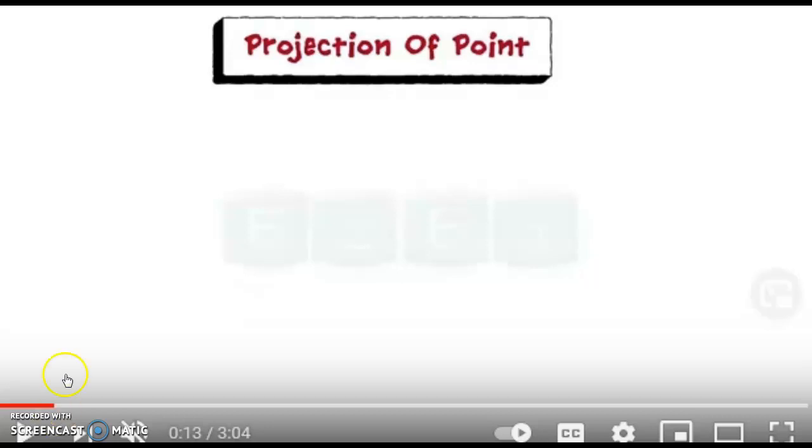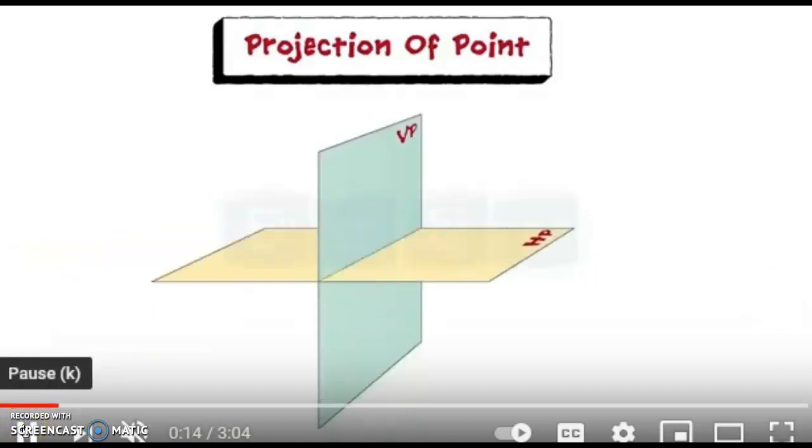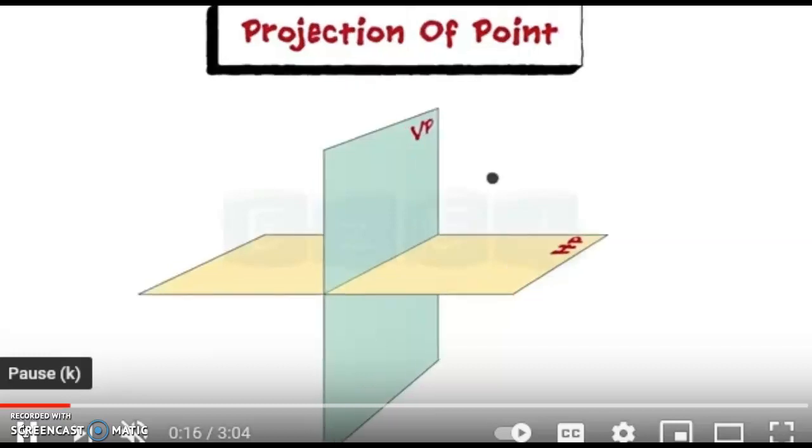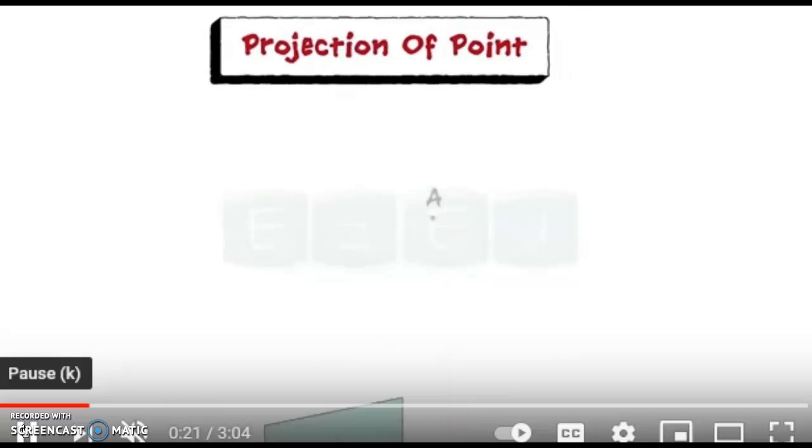Hi everyone. In this section we can discuss the projection of a point. Just listen to this video. We already discussed the horizontal plane and vertical plane in the previous class. So this figure shows a horizontal and vertical plane, and we already studied the first quadrant, second quadrant, third and fourth quadrants. So these are the different quadrants.